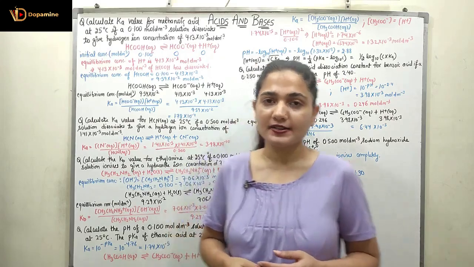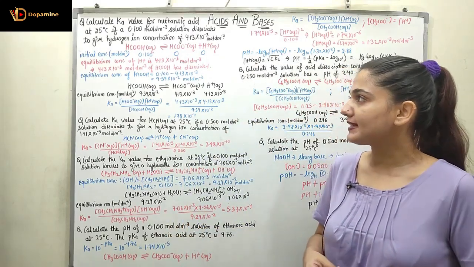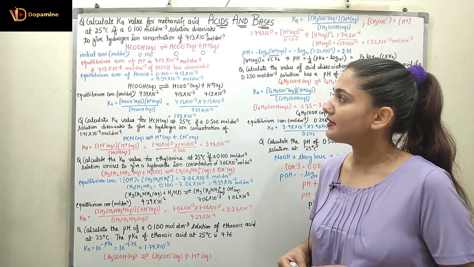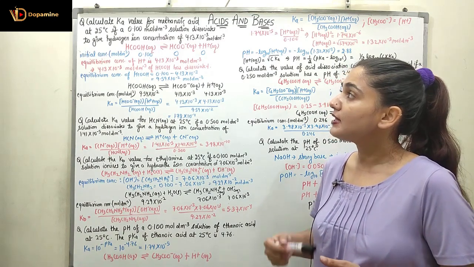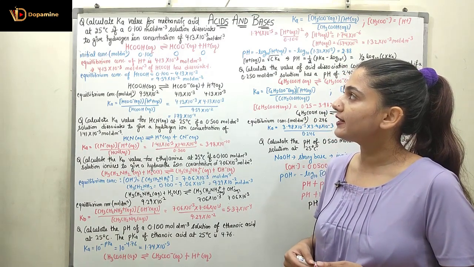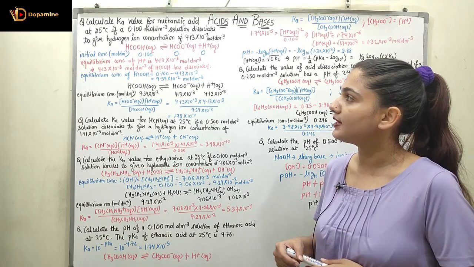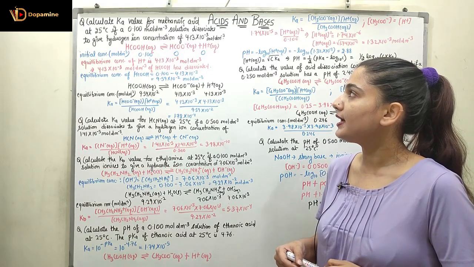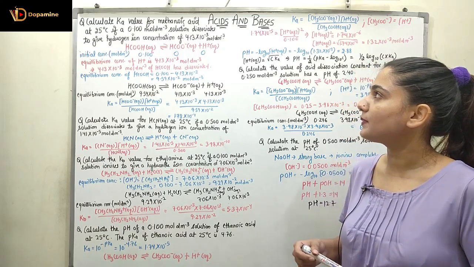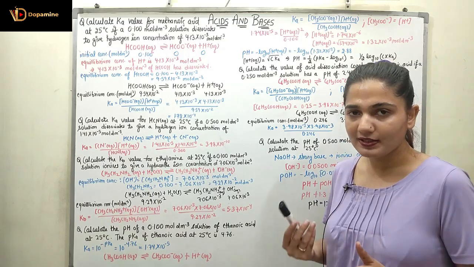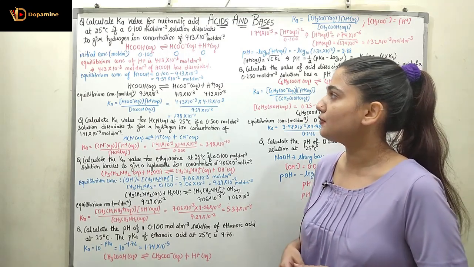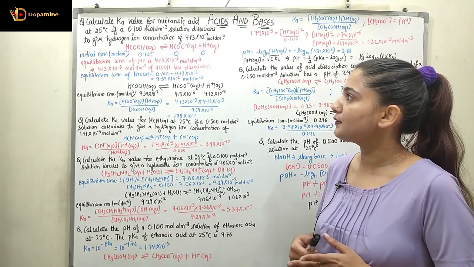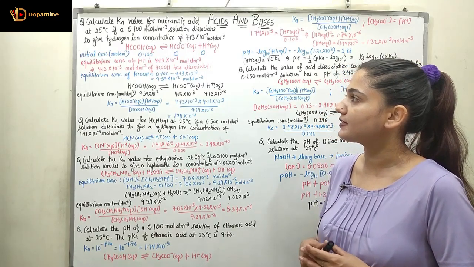So we are going to start today's discussion with the question which states: calculate Ka value for methanoic acid at 25 degrees Celsius if a 0.100 mole per decimeter cube solution dissociates to give hydrogen ion concentration of 4.13 × 10^-3 mole per decimeter cube. So if I see the reaction, methanoic acid HCOOH in aqueous form is going to be in equilibrium with HCOO⁻ in aqueous plus H⁺ in aqueous.